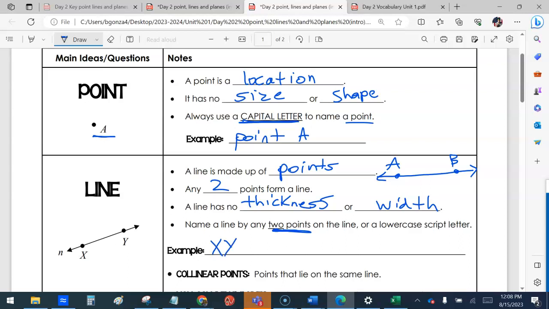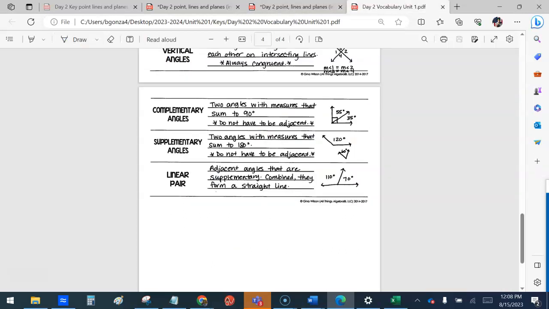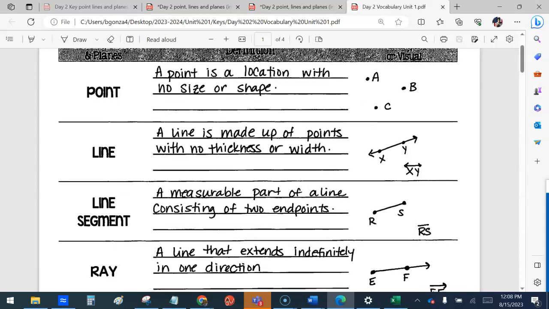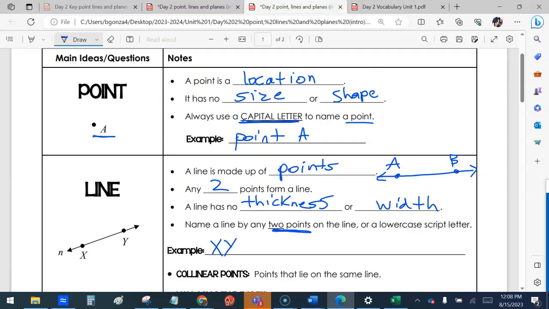and that's not it, and this is also on your vocab sheet. Let me just refer back to this real quick over here. When you name a line, you have to put the notation of a line on top of it. And the notation has two arrowheads when you do the notation.